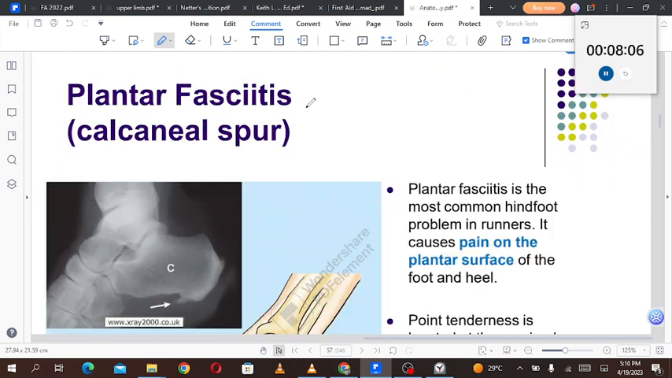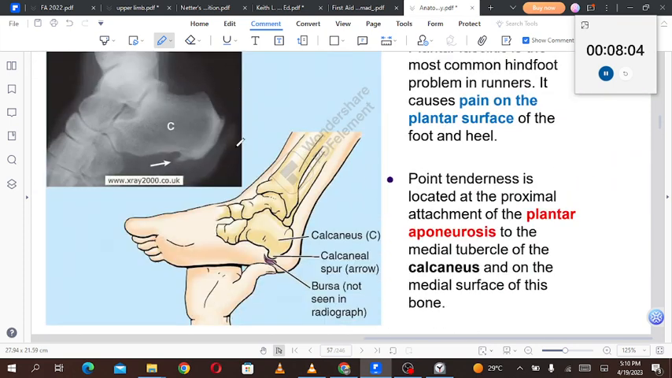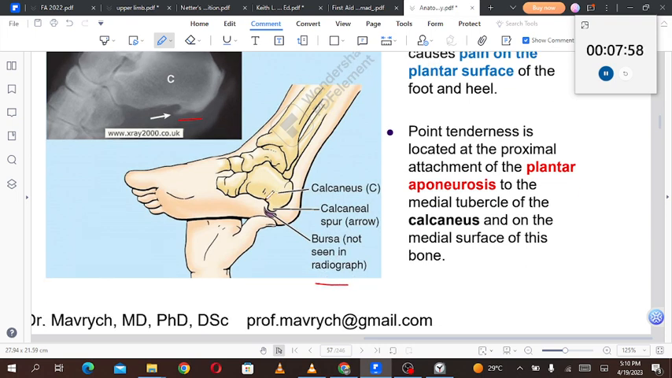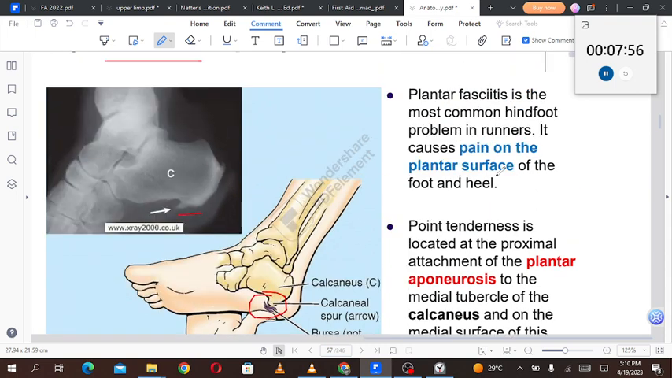Moving forward to plantar fasciitis or calcaneal spur. What does that mean? Here we have the bursa node seen in the radiograph, and here is the calcaneal spur below that. Plantar fasciitis is the most common hind foot problem in runners. It causes pain on the plantar surface of the foot and heel.